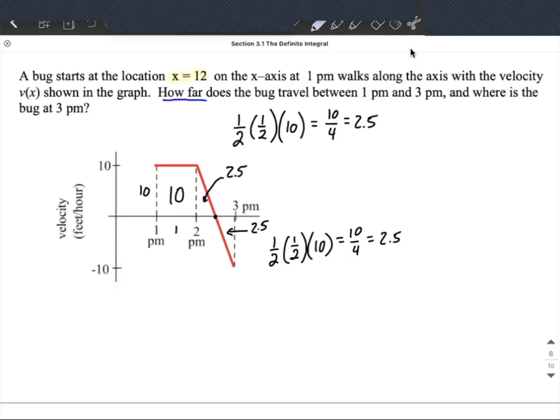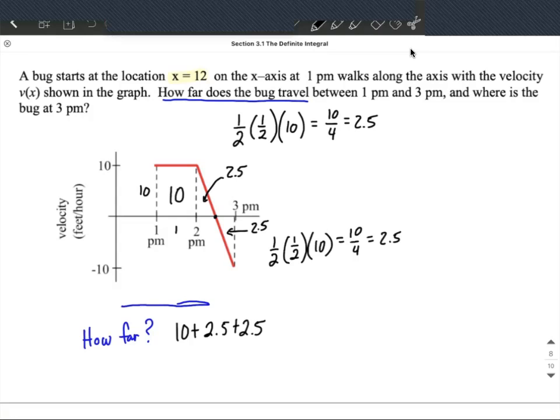So the first question we try to answer, now that we've done all of our calculations, is how far did the bug travel between 1 and 3 p.m.? It actually traveled in the positive direction and then in the negative direction. So it goes 10 in the positive direction, it goes 2.5 in the positive direction, but then it turns around and goes 2.5 in the negative direction. So the how-far question is actually, you want to add all of these together, which seems a little bit confusing at first, but it's going to be 10 plus 2.5 plus 2.5.